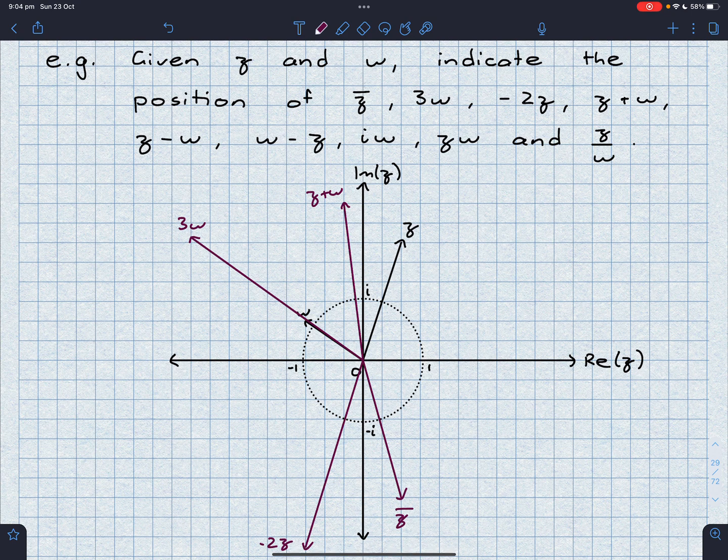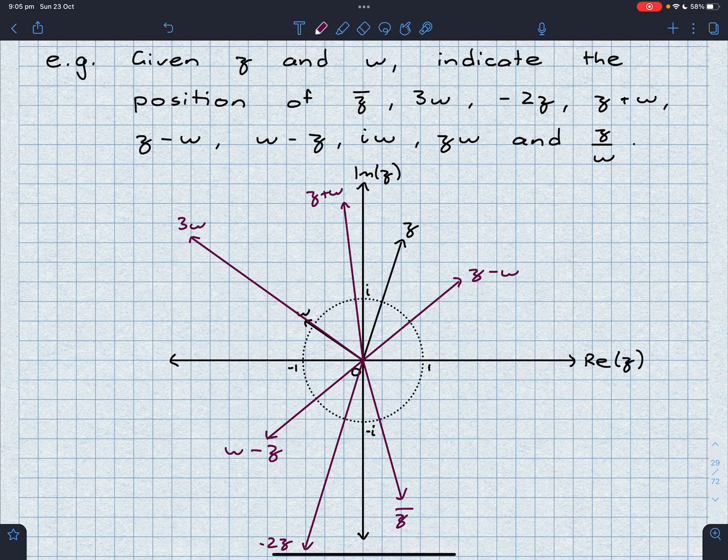z minus w, I know that that's going to be the other diagonal pointing at z, because z came first. And then I move it to be a position vector. So if you're writing with pen and paper, you can probably just use your ruler to work out how long that vector needs to be, and then make sure it's parallel to that line, so that you can write it as a position vector rather than a displacement vector. And then w minus z, well, that is the same, pointing in the other direction, because if w comes first, it points at the head of w.